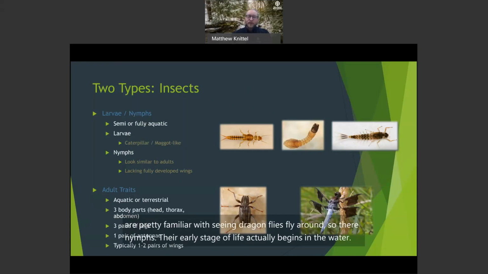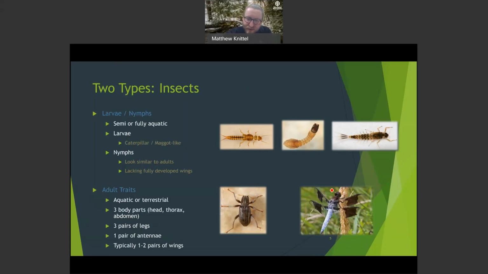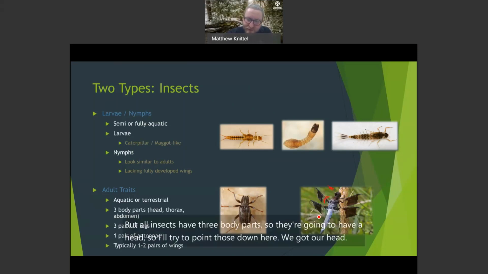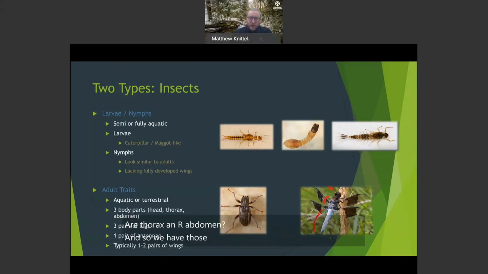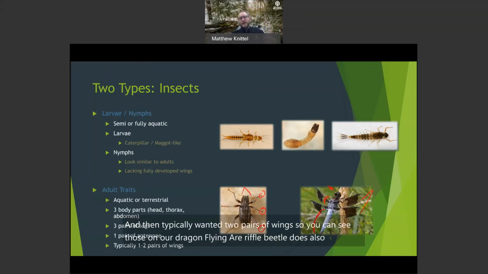But all insects have 3 body parts. So I'll try to point those down here. We've got our head, our thorax, and our abdomen. We've got 3 pairs of legs, a little easier to see on our beetle here. They'll have a pair of antennae right there as well, and then typically 1 to 2 pairs of wings. You can see those on our dragonfly. Our riffle beetle does also have wings. They're hidden under that elytra, that harder outer shell that beetles have.